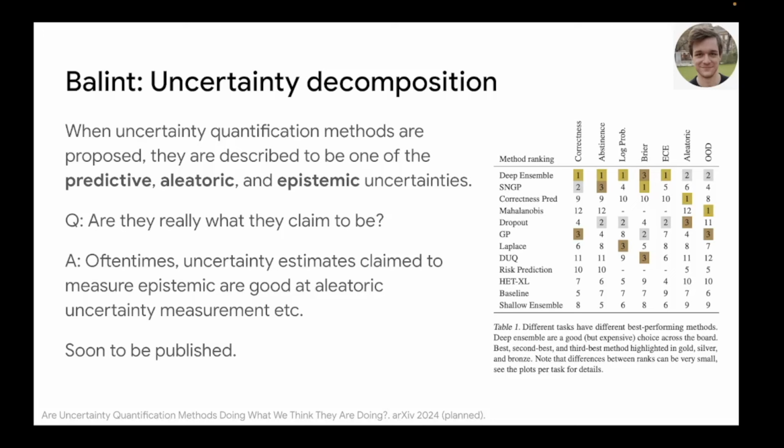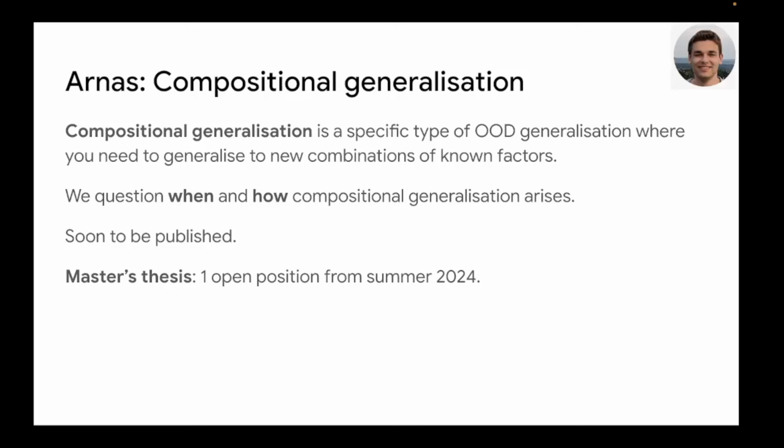And the answer here is that in many cases, uncertainty estimates claimed to be good at epistemic are good at aleatoric uncertainty and vice versa. So the results are all mixed up. Quite interesting and soon to be published.